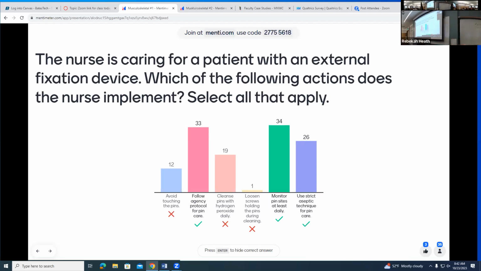Just a little help with questions. Anytime it says follow your agency's policy, that's almost always a correct answer, because we want you to follow whatever policy is in the place that you work for. Different places are going to have different policies, so make sure you follow your policy. Cleansing with hydrogen peroxide is not usually recommended. Usually they'll have some sort of cleanser, soap and water, something like that that you clean with.